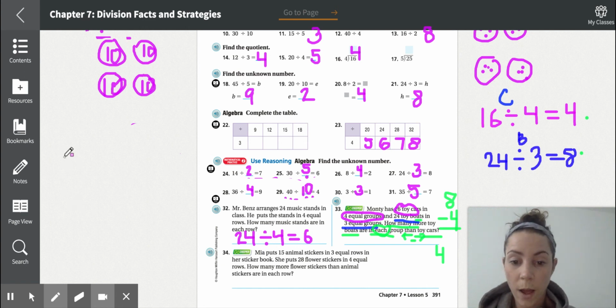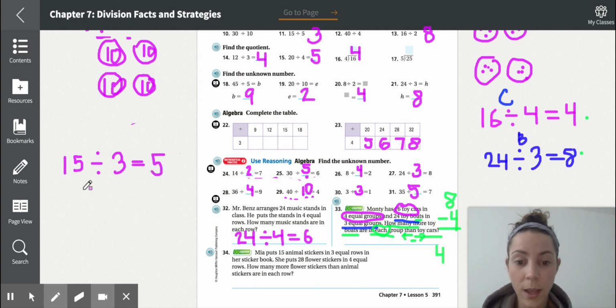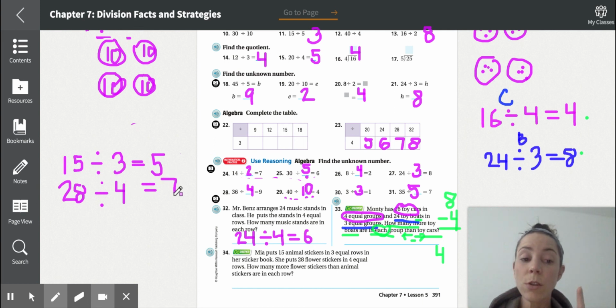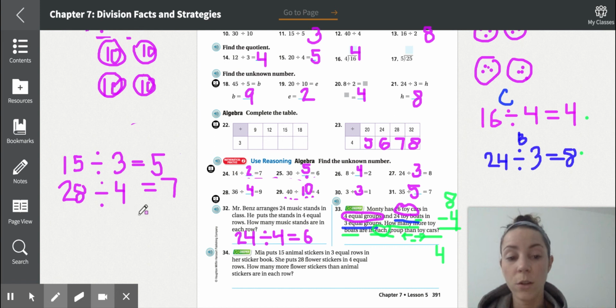So we've got 15 divided into 3 equal rows. So that will give you 5 in each row for the animal stickers. Then the flower stickers, there's 28 divided into 4 equal rows, which is 7. Again, you could have drawn a picture to solve that. You could have used multiplication facts. You could have done the factors of 2 and 2 again.